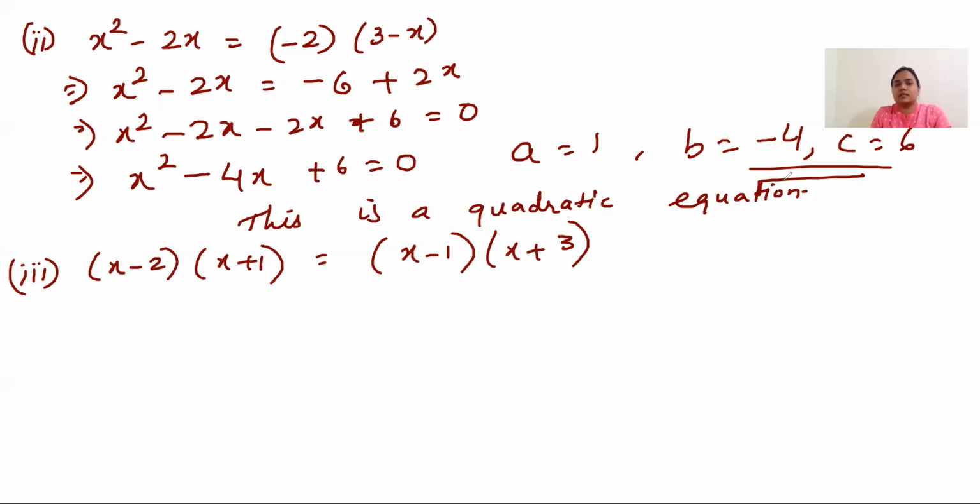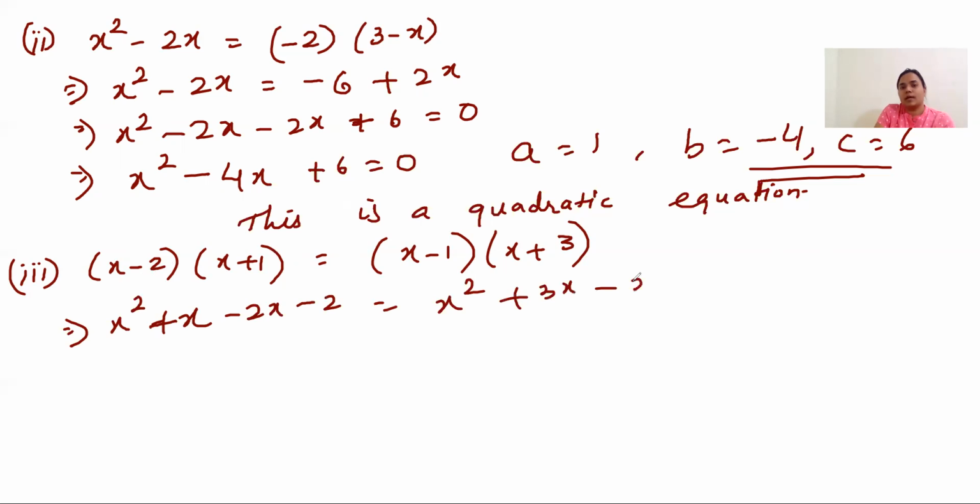Now, it is easy now. So, we'll solve the next one. X minus 2 into x plus 1. Again, don't forget to give that implies that sign. So, x squared plus x minus 2x minus 2 is equal to x squared plus 3x minus 3. X squared and x squared will get cancelled. Minus 2x minus 2 is equal to 2x minus 3.